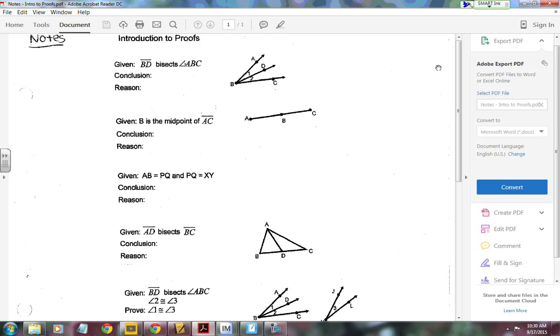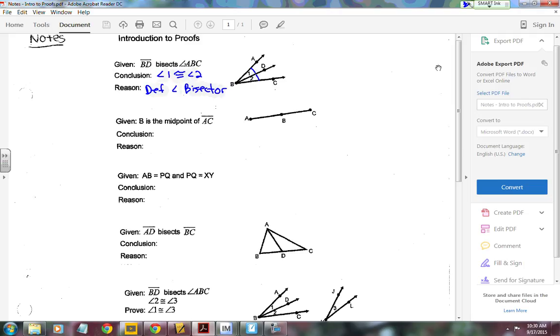Okay? All right. So, in this first one, it says ray BD bisects angle ABC. So we look at our picture, and what can we get from the fact that ray BD bisects angle ABC? Angle 1 and angle 2 are congruent. Very good. Okay. Now, what's my reason? Definition of angle bisector. Okay, good. So we can say angle 1 is congruent to angle 2, and that's by definition of angle bisector.